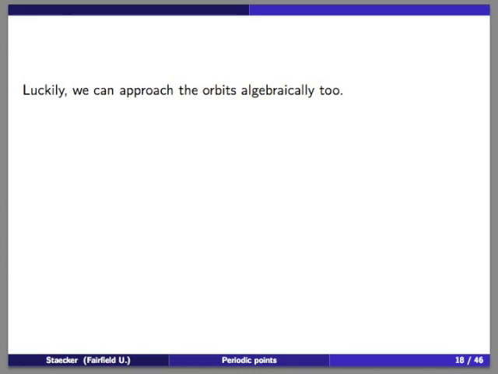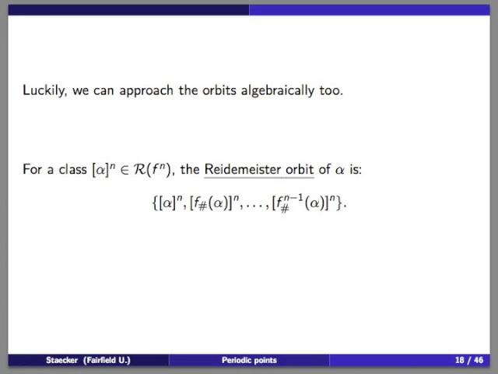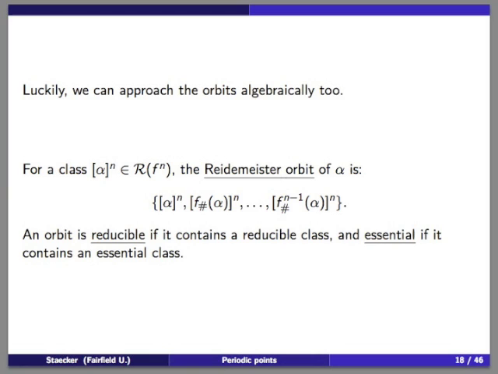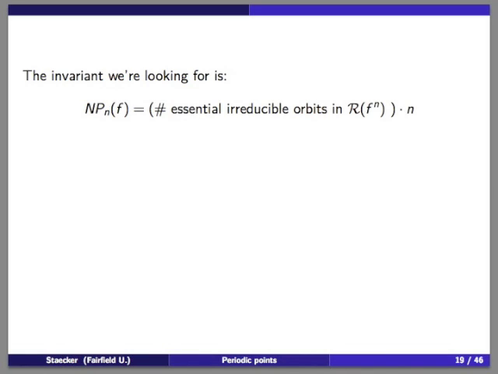Luckily, you can approach the orbits algebraically too, and everything works out nicely with orbits of Reidemeister classes. So for a Reidemeister class, you can define the Reidemeister orbit in the way you would expect. You just apply the induced map on the fundamental group n times, and you get n things like this. And like I said before, some of these may be the same as each other. Anyway, an orbit is called reducible if one of those classes in the orbit is reducible, and it's called essential if one of those classes in the orbit is essential, that is, it represents an essential fixed point class of the iterate.